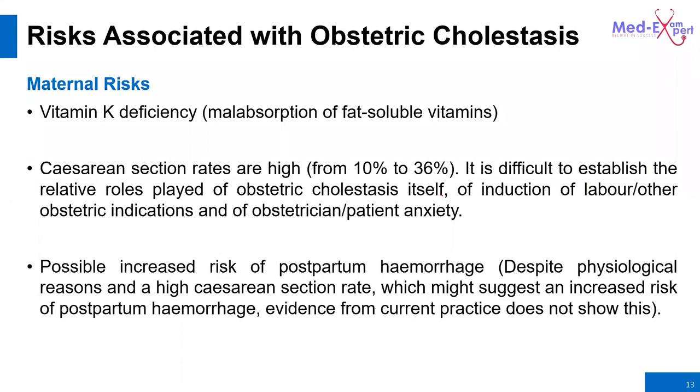The second one is an increase in the rate of cesarean section from 10% to 36%. However, we cannot establish why cesarean section rates are high in obstetric cholestasis. Maybe due to the pathology itself, which can lead to some sort of fetal distress and early delivery, as we are going to see in the fetal risks, or maybe due to the increased rate of induction of labor. And we are going to explain that in the timing of delivery, why we have to induce labor at a certain gestational age, or maybe due to obstetrician or patient anxiety.